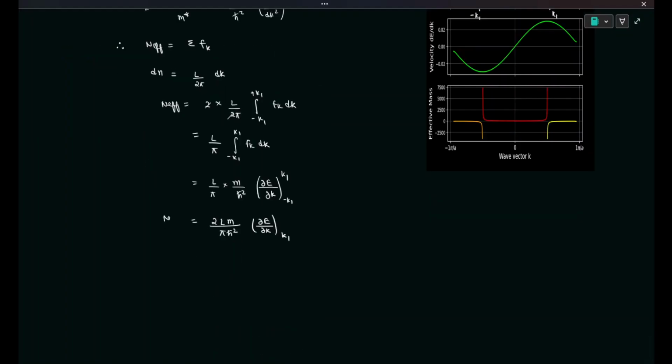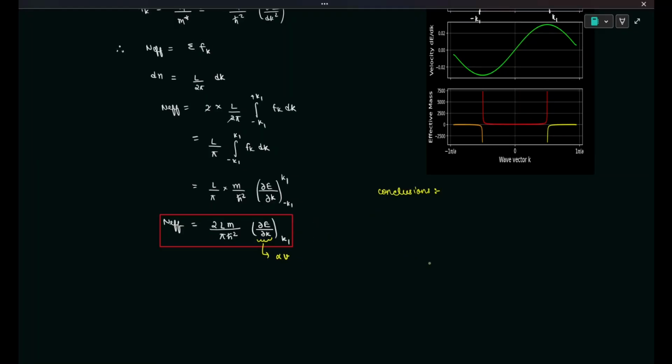So this is the effective number of electrons, or the number of electrons which will be responsible for conduction inside this particular band. And if you notice here, this first derivative is related with the velocity of electron. So let's see the conclusions.